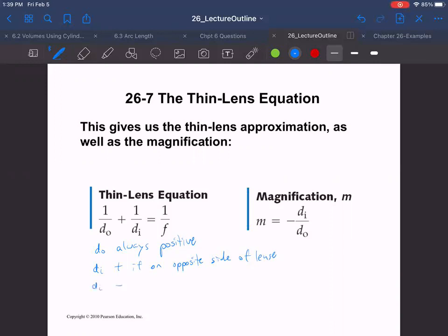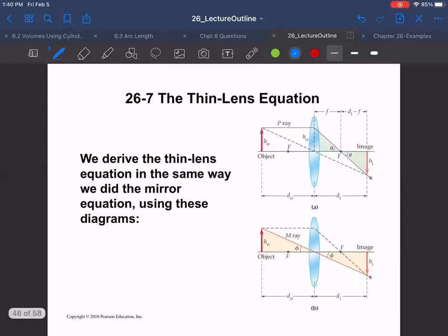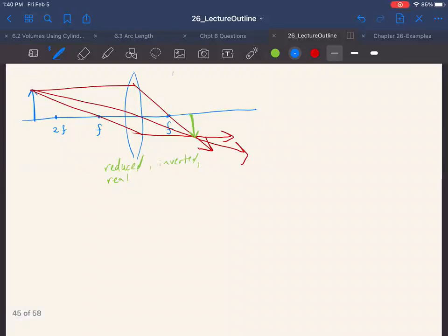And then DI is negative if on the same side as the lens. So any image that appears on the back side of your lens is a real image with a positive image distance, because that's where the light actually goes to. You can put a screen there, right? If I have a lens like this one and I put a movie screen right here, I will see a picture of that arrow nice and focused right there on it.